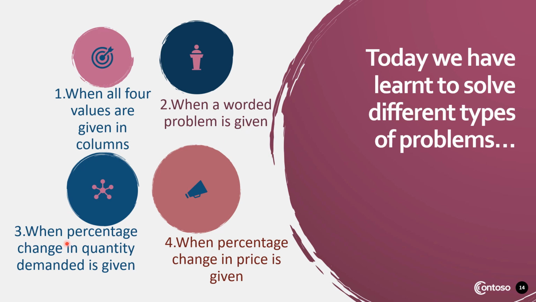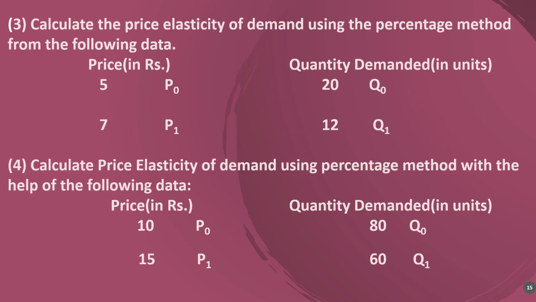Thirdly, we solved a problem where the percentage change in one of the variables was already given. That is, the percentage change in quantity demanded is given, and you have to find out the percentage change in price. Fourth, we studied a problem wherein the percentage change in price was given, and we had to find out the percentage change in quantity demanded, and then we moved on to finding out the elasticity of demand. I have put up more problems for you to solve in the following slides.